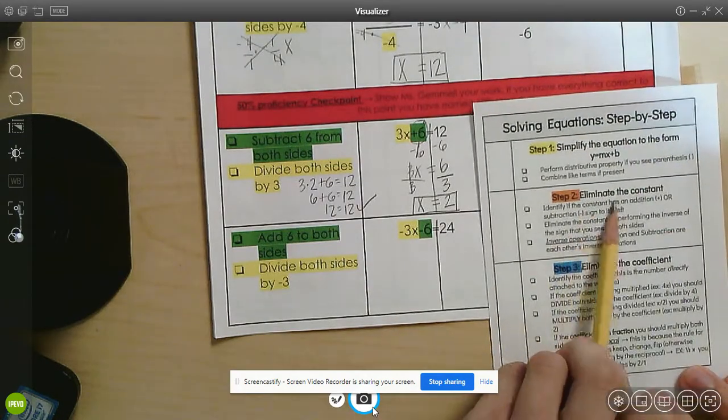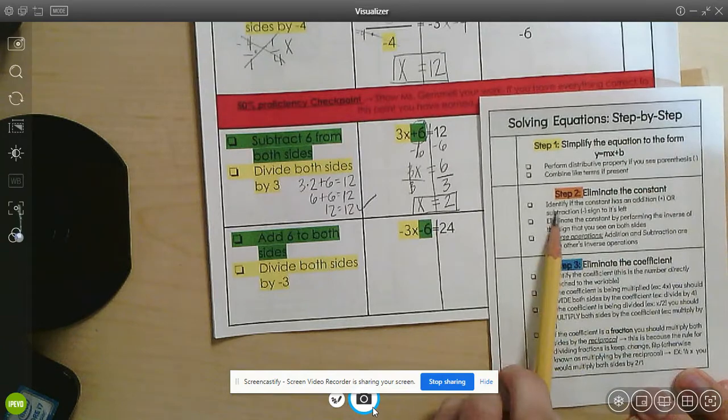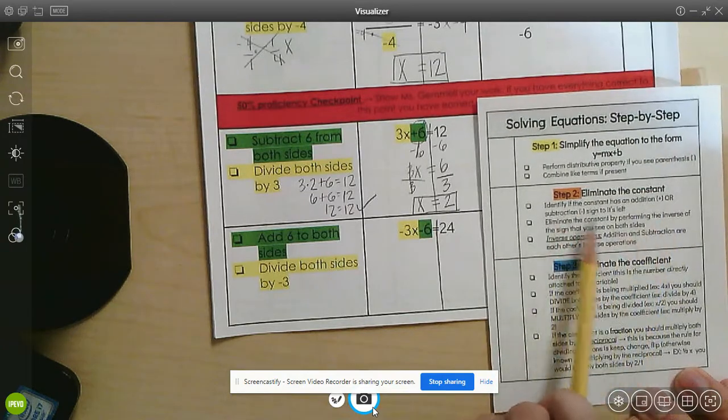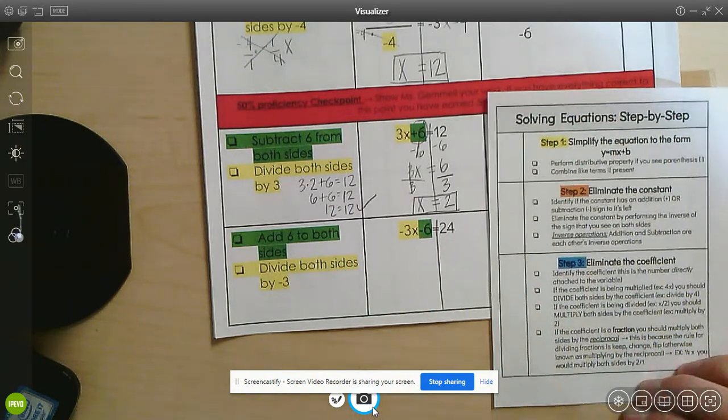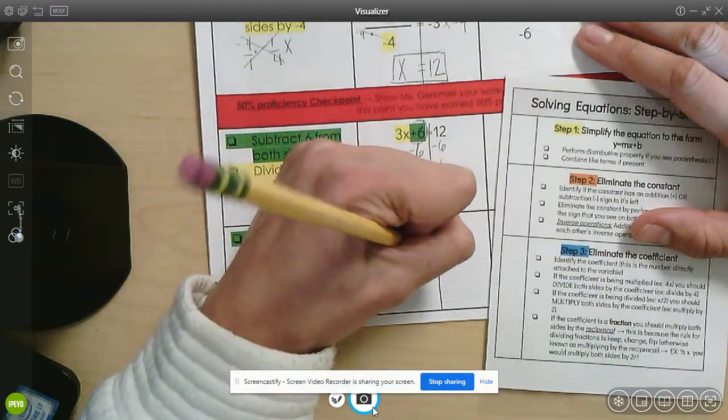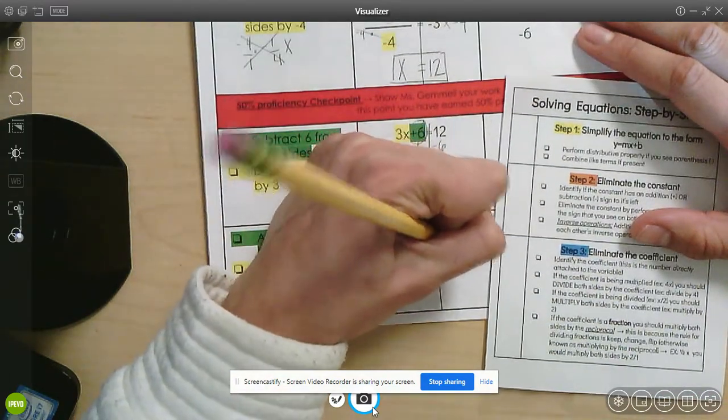Step 2, eliminate the constant. Identify if the constant has an addition or subtraction sign to its left. Well, this is 6 and it has a subtraction sign. Eliminate the constant by performing the inverse of the sign that you see on both sides. So this is a minus 6. The inverse of that is going to be to add 6 to both sides.